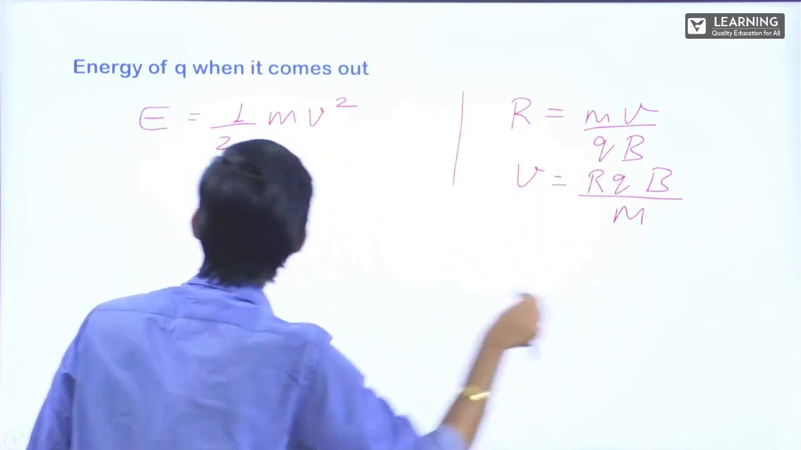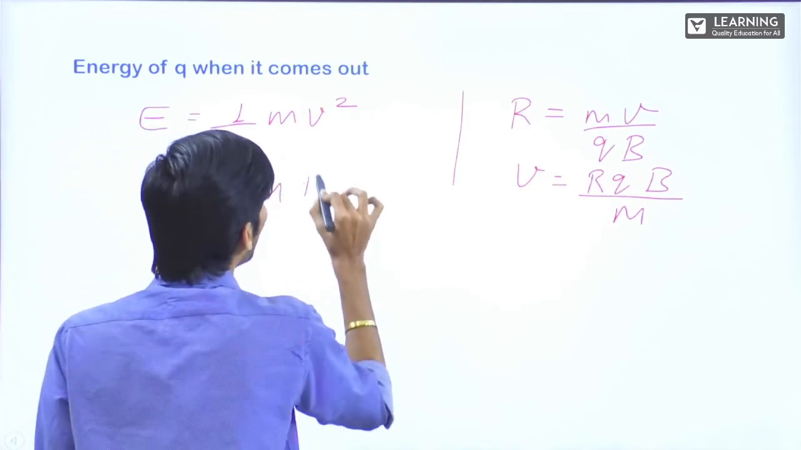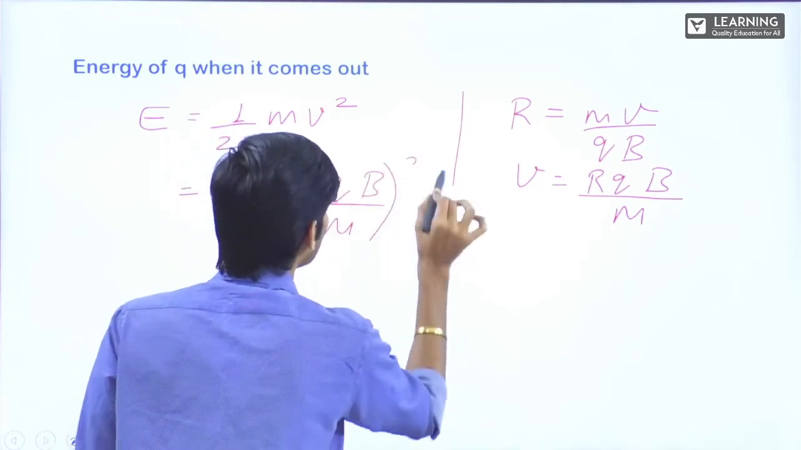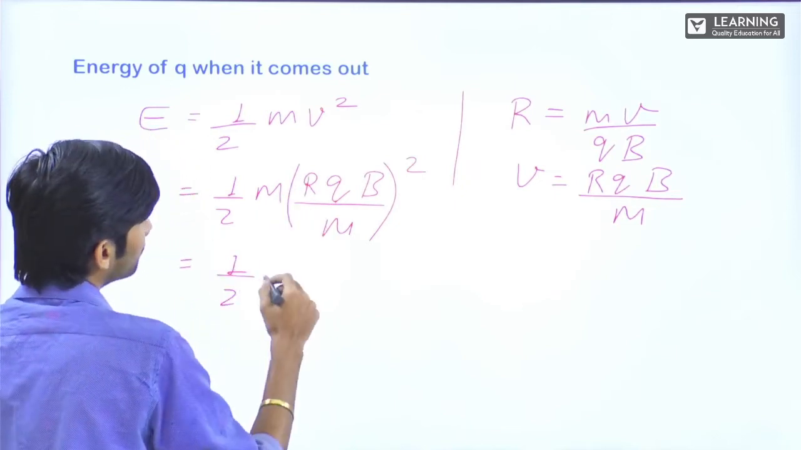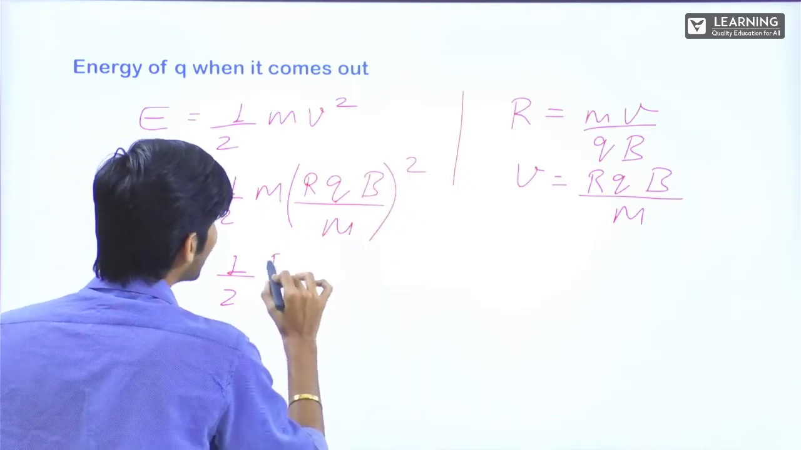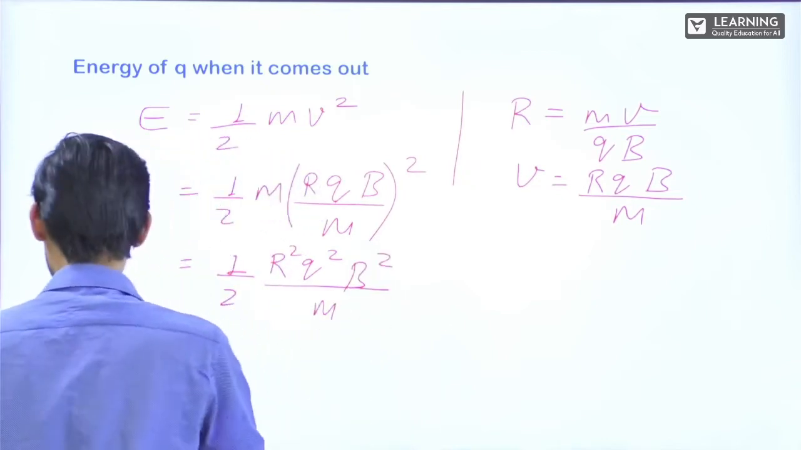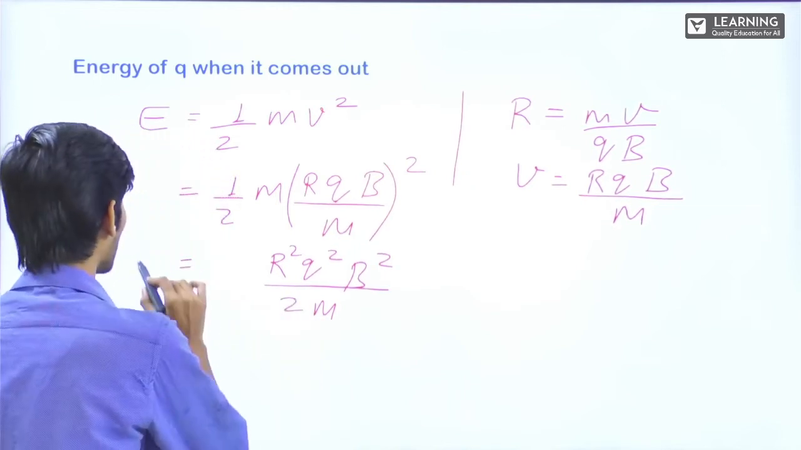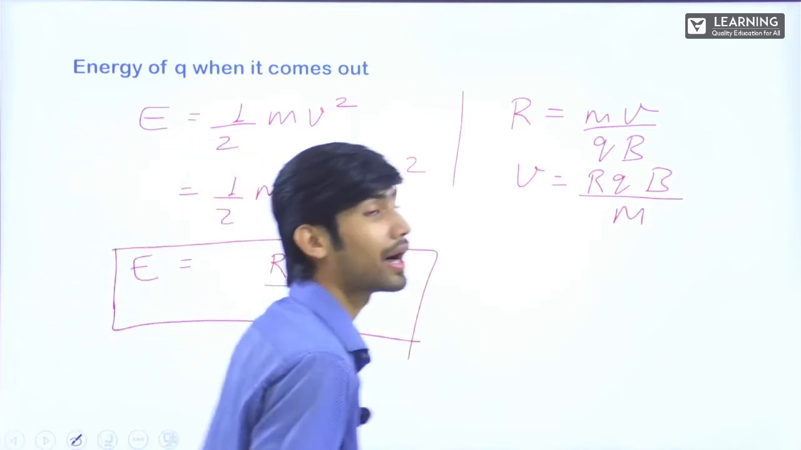Okay. Now this we will put here. So this will be half m, R qB upon m, whole square. That is equal to half, now this m and one m will be cancelled because it is square. This will be R square q square B square upon m. Let's write it as R square q square B square upon 2m. This is the energy by which the charge will come out of the cyclotron.